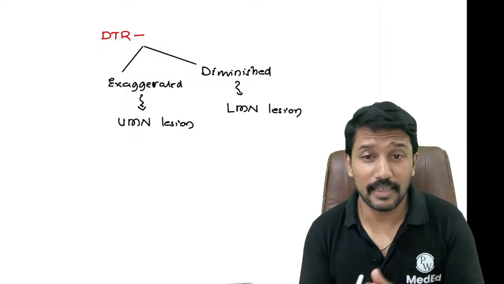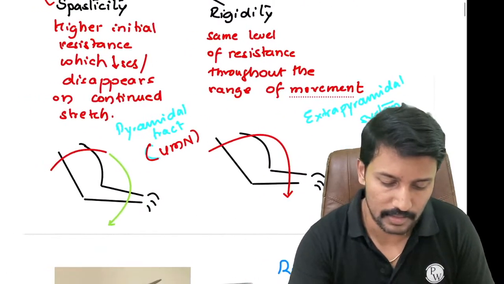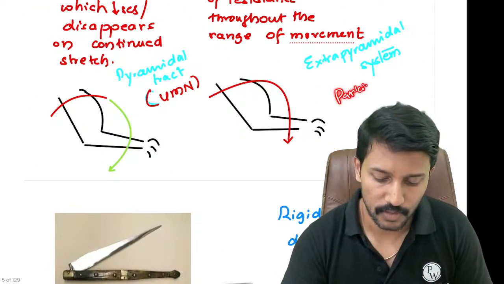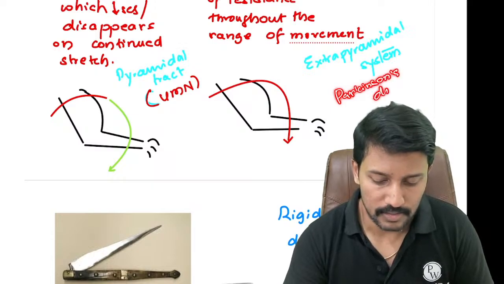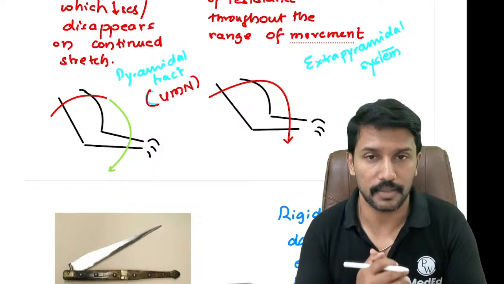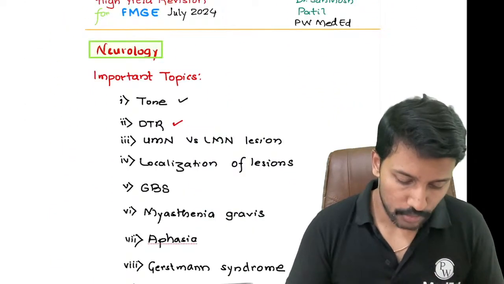A classical example, I was talking to you about this extrapyramidal disorder, a classical example for the extrapyramidal disorder is our Parkinson's disease. That is why patients with Parkinson's disease often have this rigidity. Now coming to the next important topic.